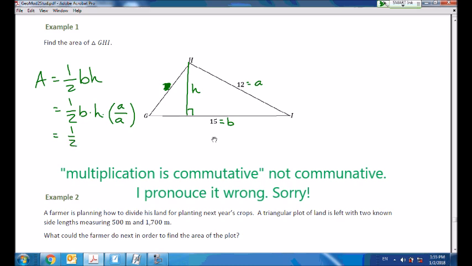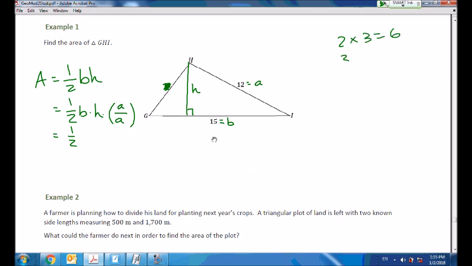But because multiplication is commutative, meaning 2 times 3 is 6, and 3 times 2 is 6, meaning it doesn't matter the order that you multiply things in, you'll get the same number either way. So using that property, I can switch this h and this a, the order of that, without changing the value of the area. So I have 1/2 b times a times h over a.